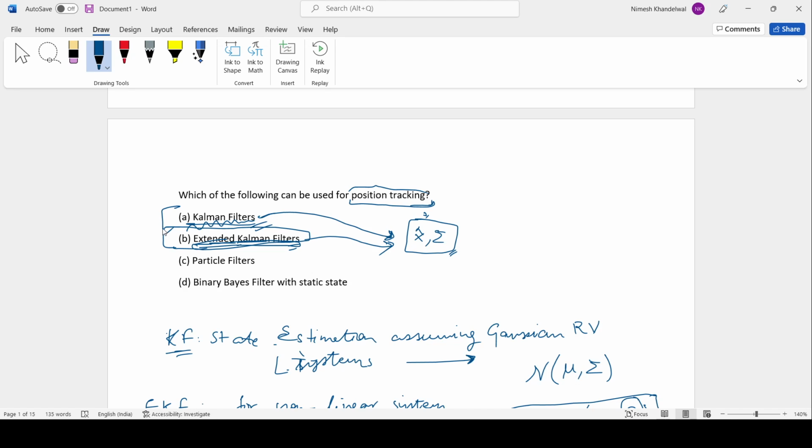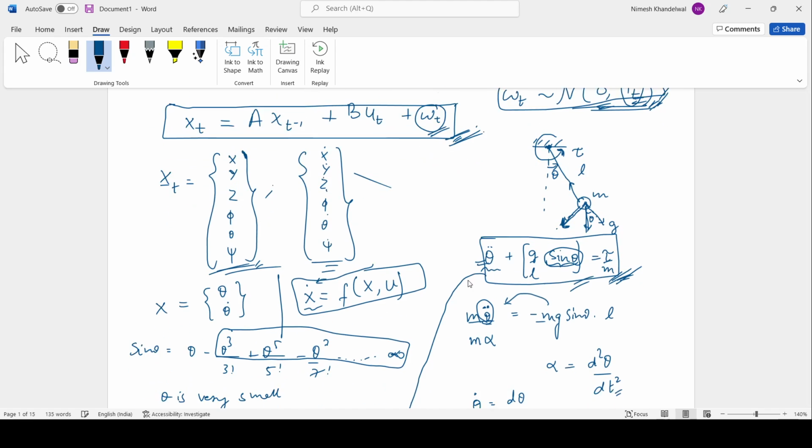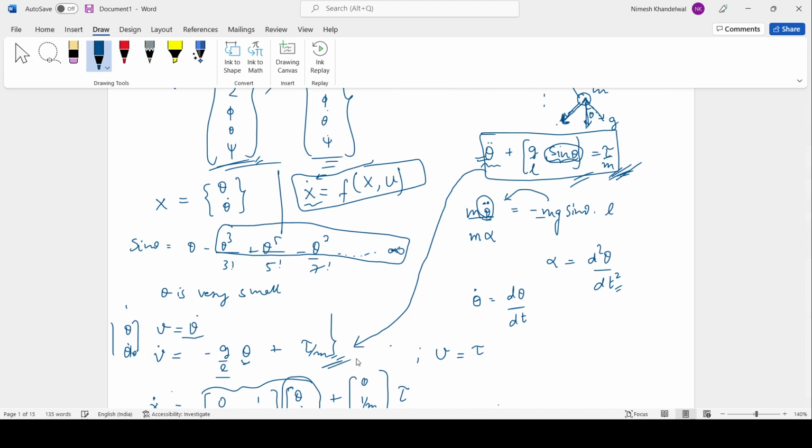Did you understand? Yes, sir. Okay, so essentially what we do is, we linearize the non-linear system. Okay, like we did here. This was the non-linear system. We linearized it like this.